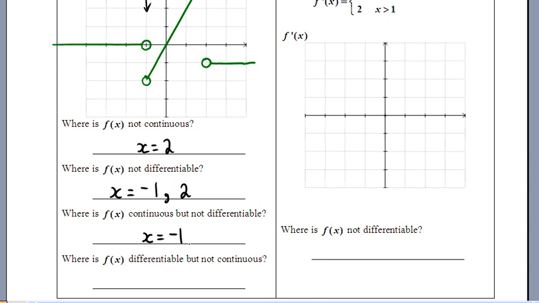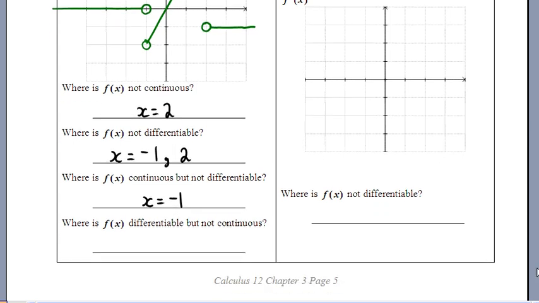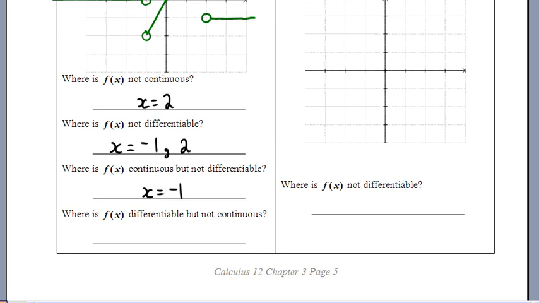And now the other way around, where is the graph smooth but not connected? Well, it's a bit of a trick question. This never happens. It can't happen. Not ever going to happen on a graph. You must be at least connected before you can be smooth.